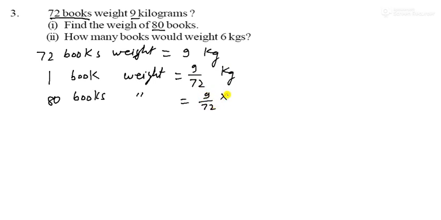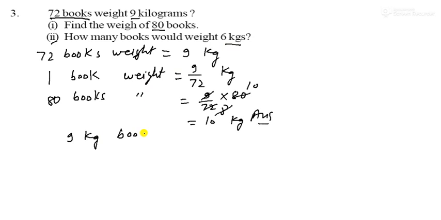So find the 80 books. Weight is equal to 9 upon 72 into 80. So 9 8 ja and 8 10 ja. So it is 10 kg. So that is the first answer. Now come to the second.